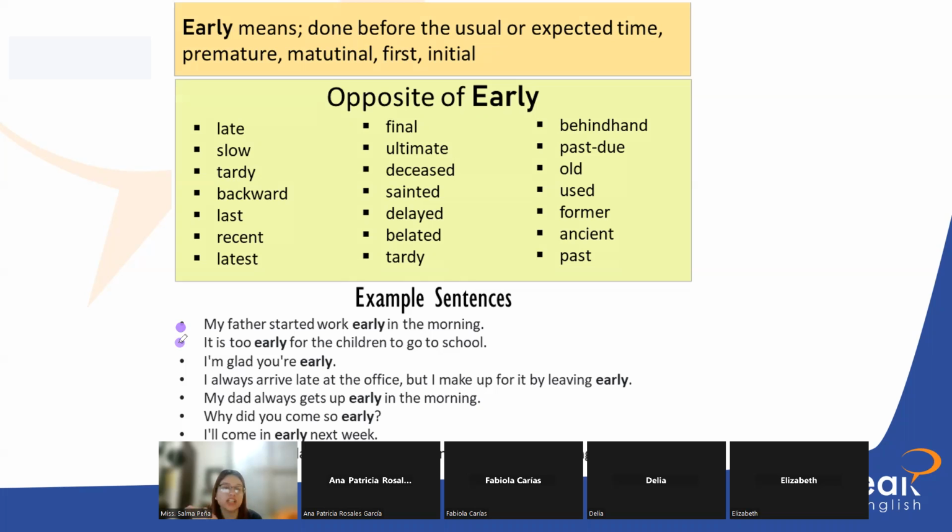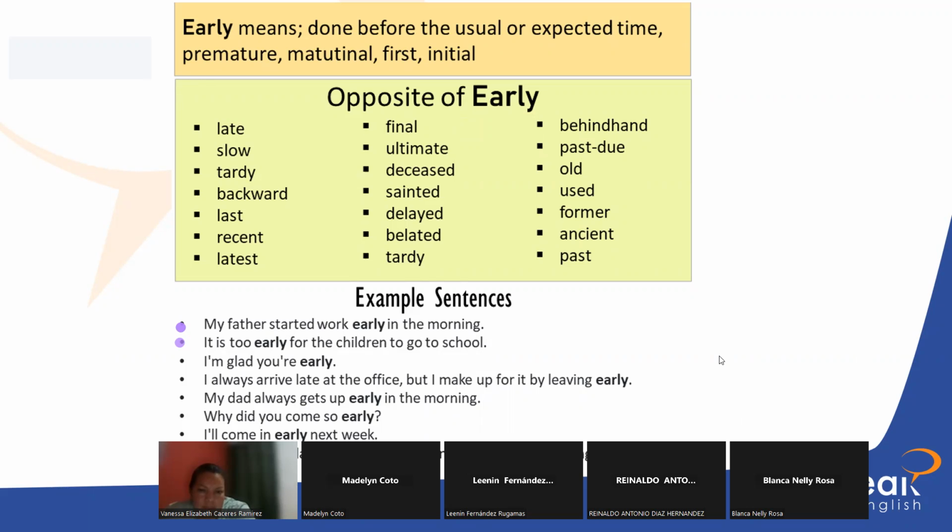So, early means done before the usual expected time. That's all the meaning. We cannot confuse it with anything else. And we have the opposite. What could be the opposite of early? I give you all these examples. We're going to find a lot of them, even more. But early is to talk about something done before the usual or expected time. Early in the morning. It's too early for. I'm glad you're early. By leaving early. Gets up early. Came so early. It's to talk about when you do something before the usual expected time.